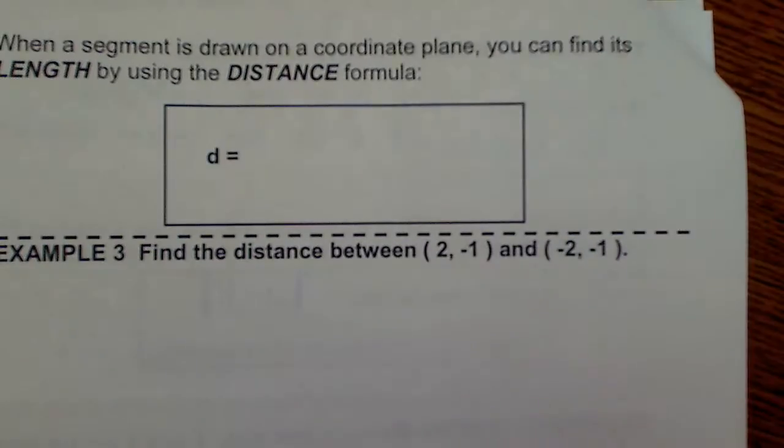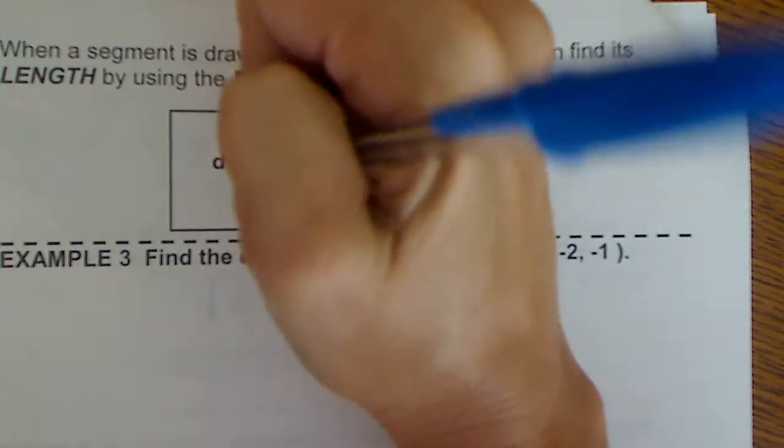The formula for using distance on a number line, that is the square root.